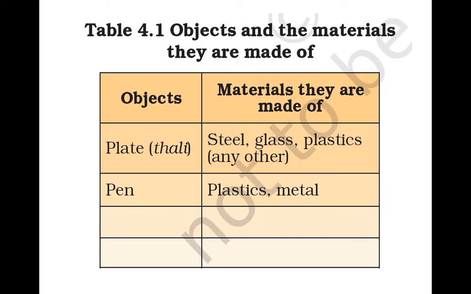Again, another object is a pen. That pen is made up of plastic also. Sometimes we can use the metal pen also. Like that, you have to write two objects and the materials that we are using to make that object. Understood?